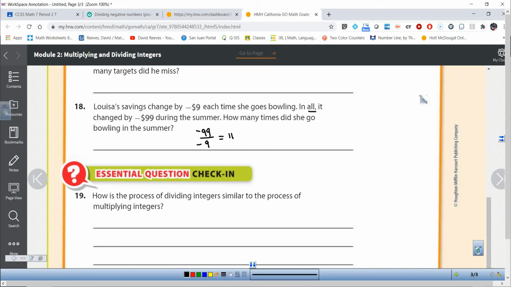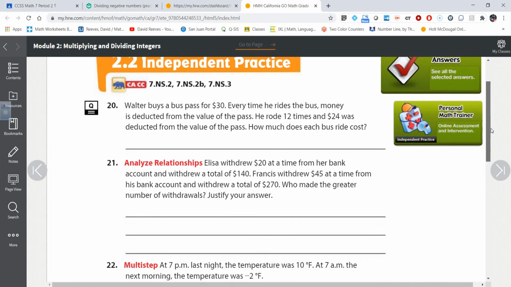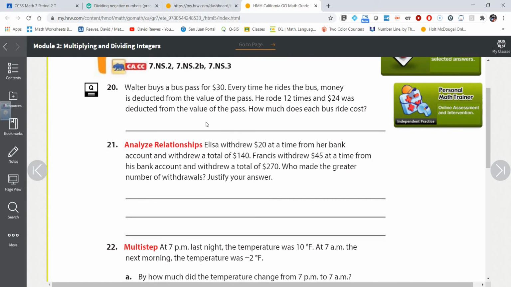This is actually a little bit switched around because instead of dividing by the number of occurrences to get the change each time, we divided by the change each time to get the number of occurrences. So the answer is she went bowling 11 times. Okay? All right, so I hope you can see how this works. Let's see if we've got a couple more here we can work on. All right, how about number 20?